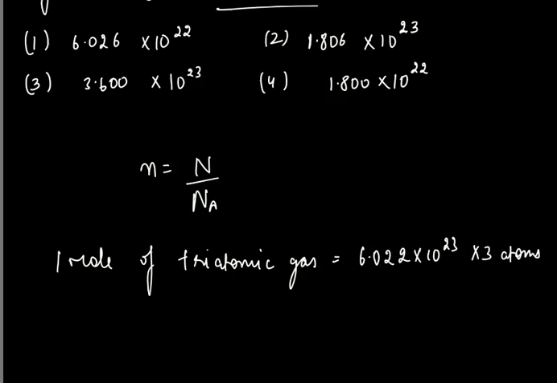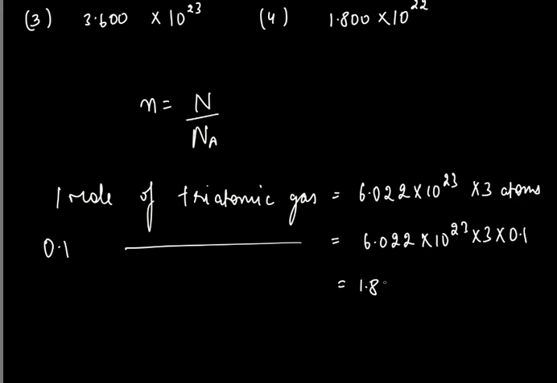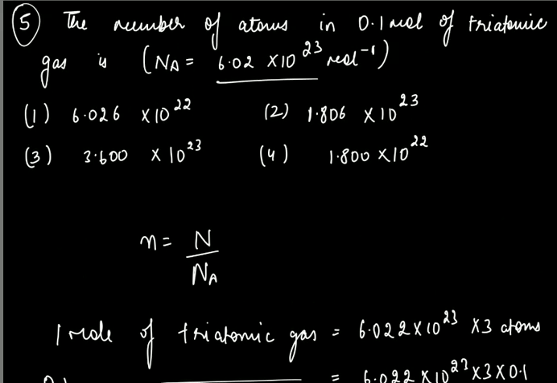Now they are asking for 0.1 mole. So into 3 into 0.1. So this will be 18 something. But we have 0.1 also, so decimal will be, you can say, 1.8066 into 10 raised to the power 23. So these many atoms, this is the answer, this one.